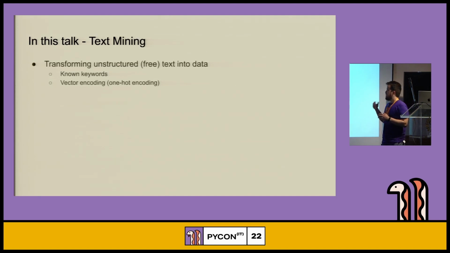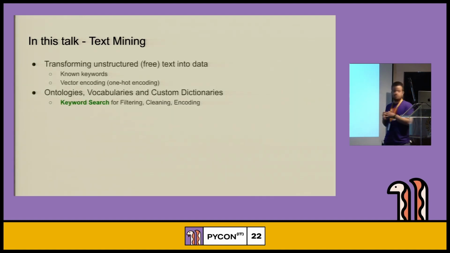What do I mean by text mining? Text mining is basically the process of transforming unstructured or free text into data. Data can be anything from a known set of keywords to a vector encoding. So this text is going to be filtered to a known set of keywords or transformed into a vector. One branch of text mining focuses on using ontologies, vocabularies, and custom dictionaries for transforming this free text into data. So basically, the process reduces to a keyword search for filtering, cleaning, and encoding.